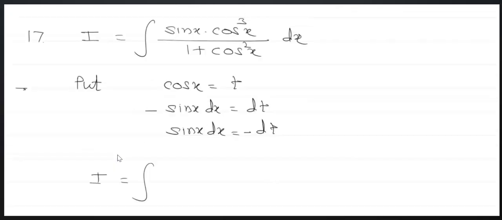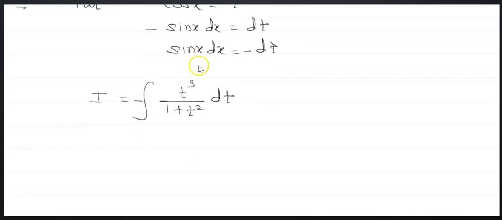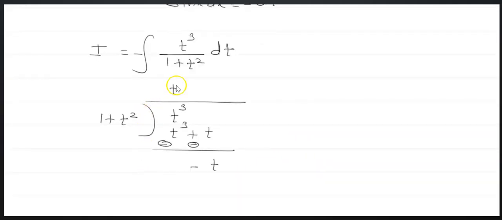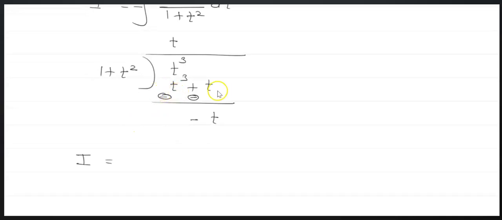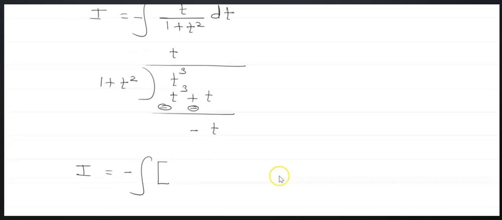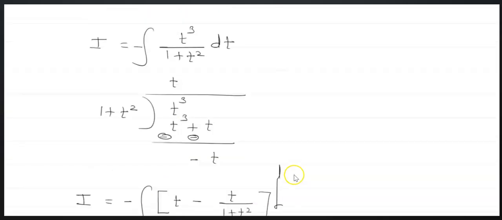Therefore, I is equal to minus the integral of t cube upon 1 plus t square dt. Now the numerator has the power 3, which is divided by 1 plus t square. The division is like this. First, division by t gives t cube plus t, minus t. Therefore, I is equal to minus the integral of t minus t upon 1 plus t square dt.